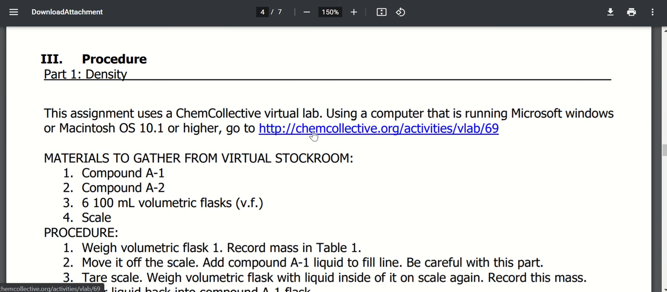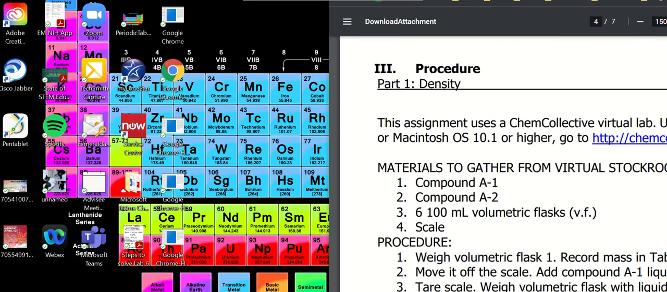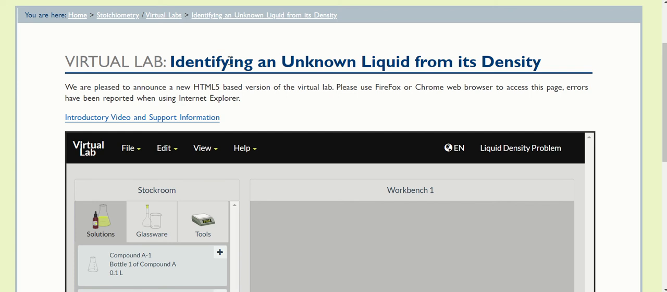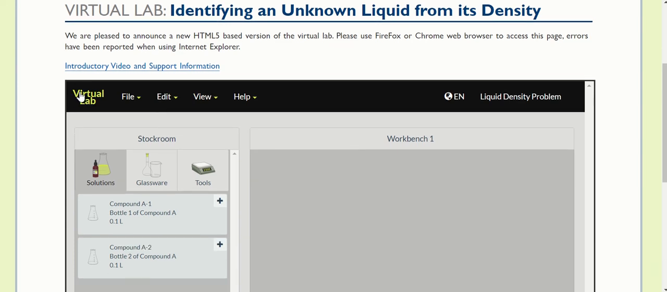So what you're going to do, first, open up the lab. So you're going to click here. I already happen to click it in order to load the lab up. And if I ever figure this out, okay, there we go. So I loaded it up.